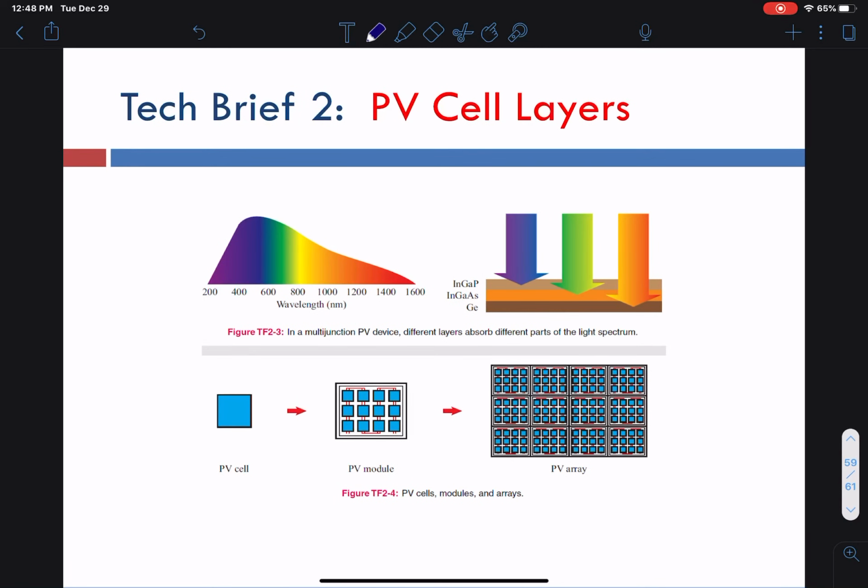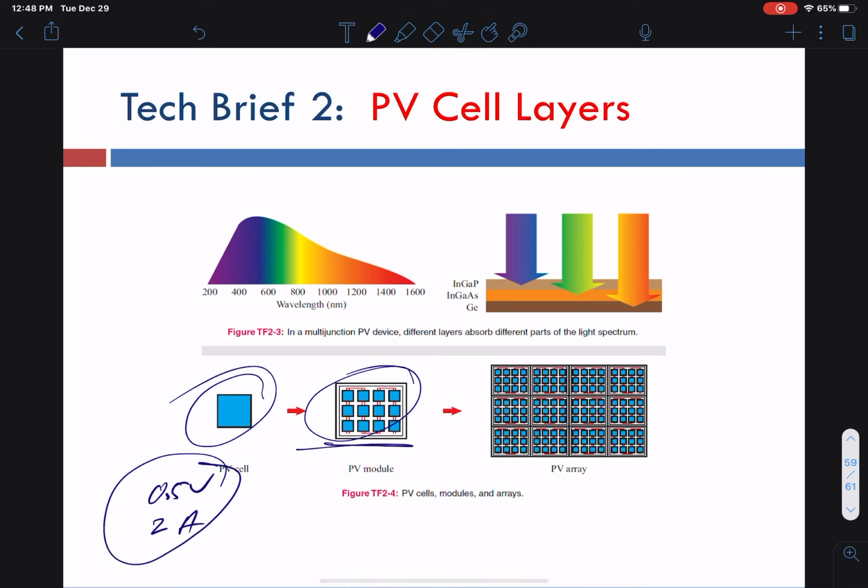All right, and from the single cell over here, you can make a PV module. Each cell normally produces 0.5 volts and around 2 amps. That's what a cell produces. So if you combine series and parallel combinations of that, you can make a PV module with whatever voltage you want. And from PV modules, you can make a PV array to have bigger voltage and larger capacity of wattage. And from there, you can make a power plant.